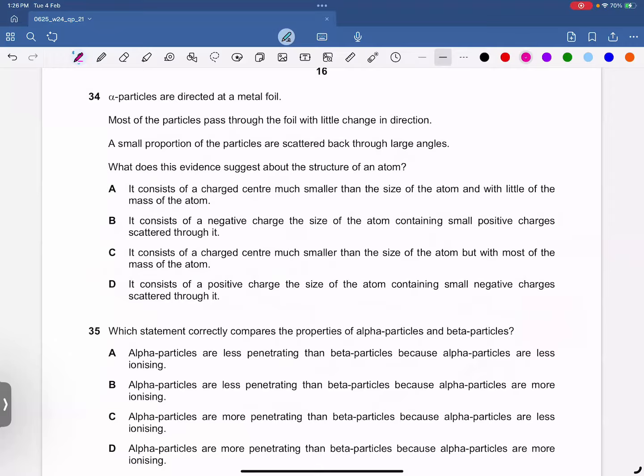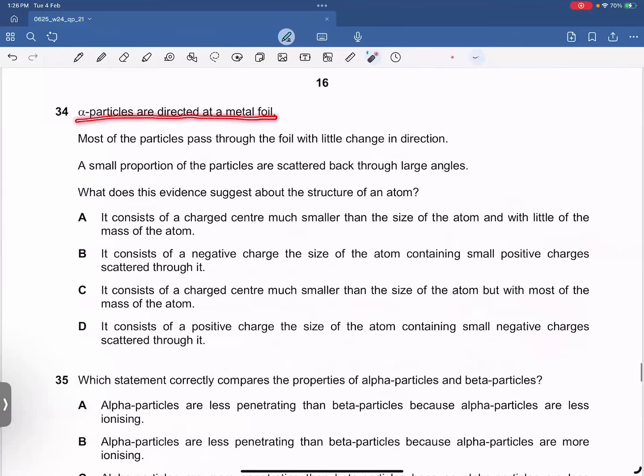Question number 34. Now with this, the electricity is finished. We go for nuclear physics. Alpha particles are directed at a metal foil. Most of the alpha particles pass through the foil with little change in direction. So we know most of them pass straight.